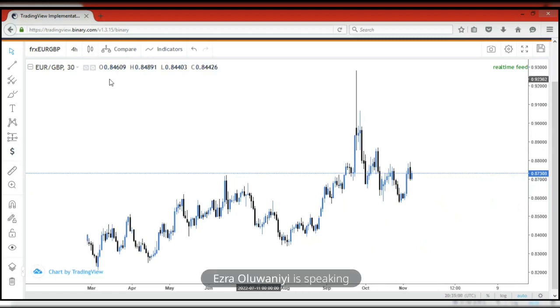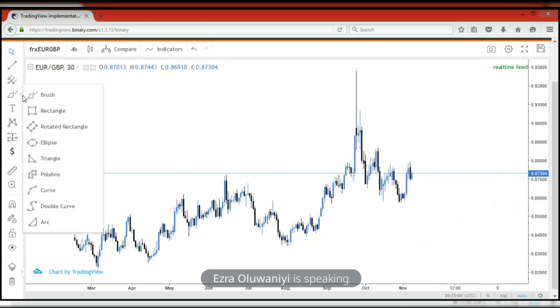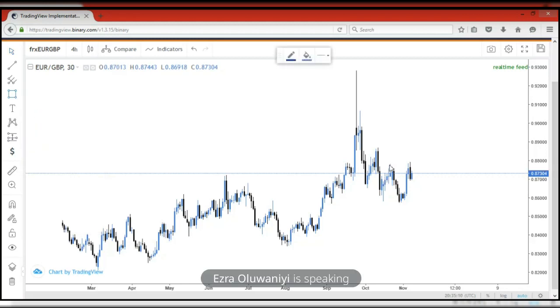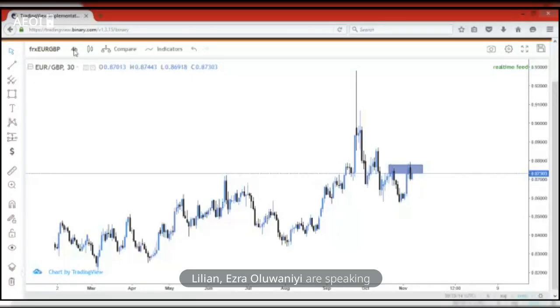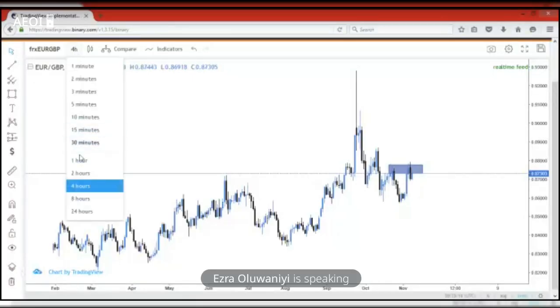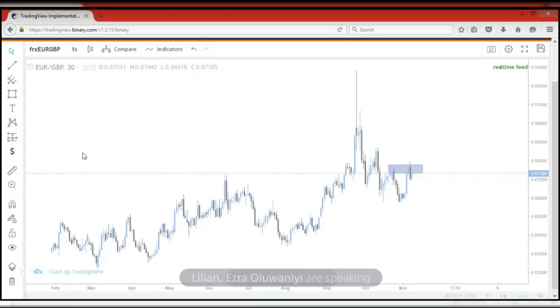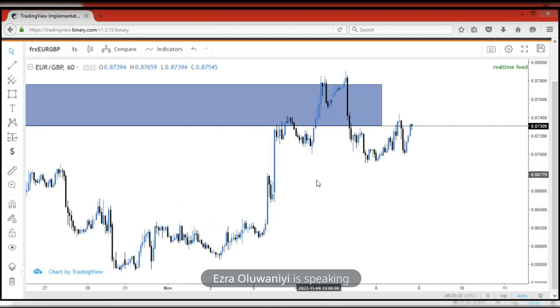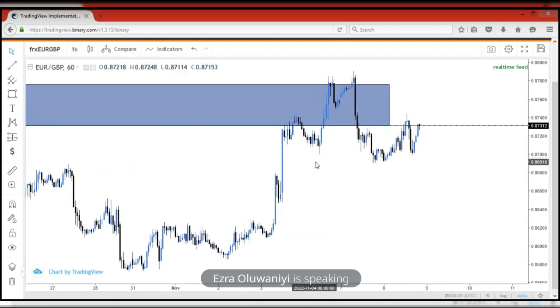So, like I said before, I would have marked this. Oh, my screen is still showing. All right. So, after marking my range, I'll mark the zone I'm expecting price to react from. Which asset is this? Euro GBP. All right. So, now this H1 around my zone.